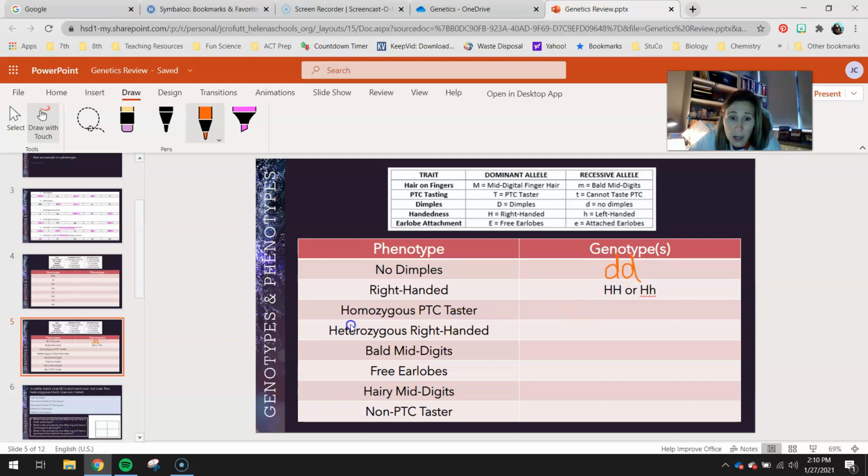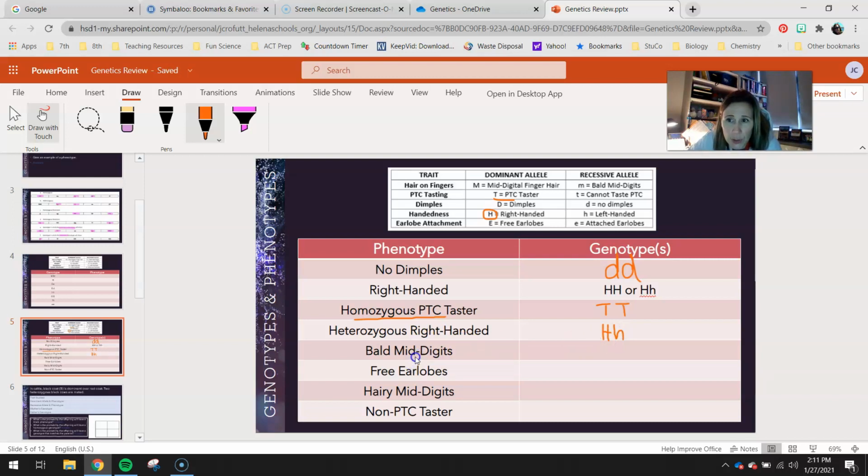Homozygous PTC taster, we have a little bit more information there. We know it's homozygous, and we also know that PTC tasting is a dominant trait. So if it's homozygous, it's going to be homozygous dominant, so big T, big T. Heterozygous right-handed, again, right-handedness is dominant. We're using H's, and because it's heterozygous, we have a dominant allele and a recessive allele. So big H, little h.